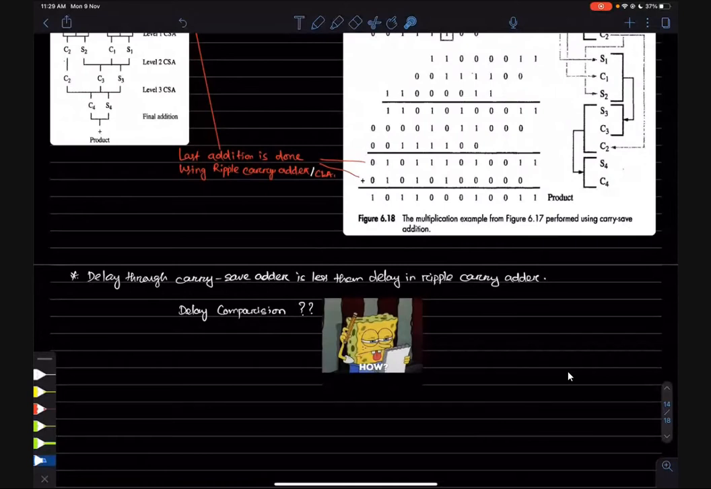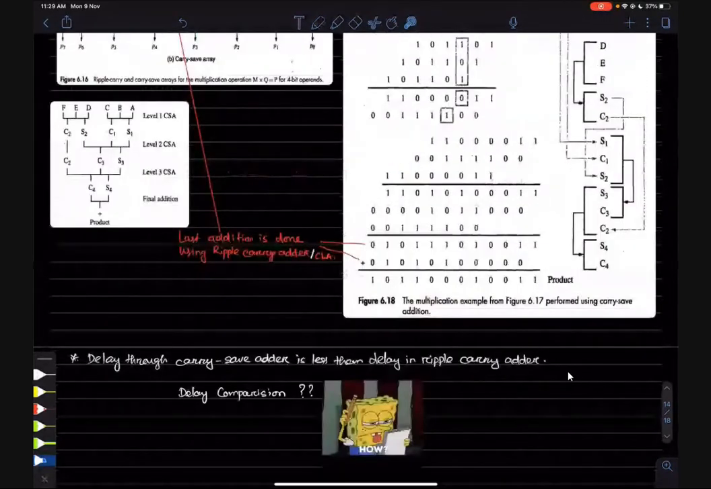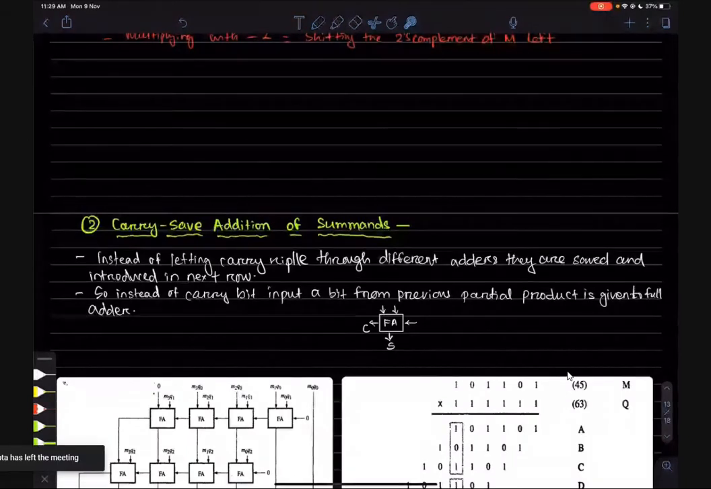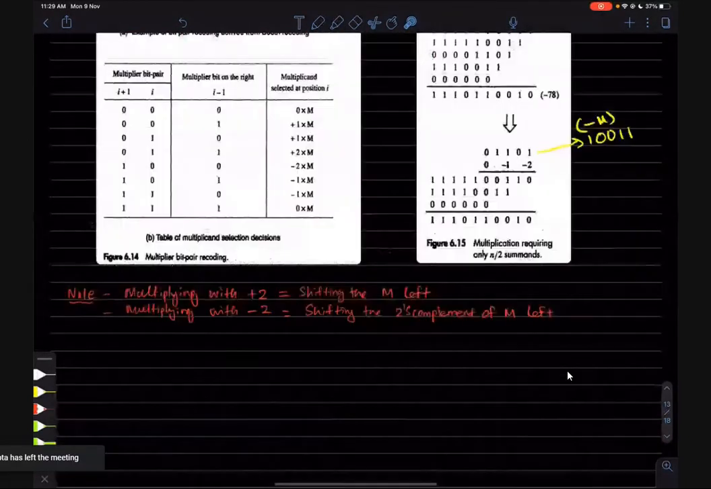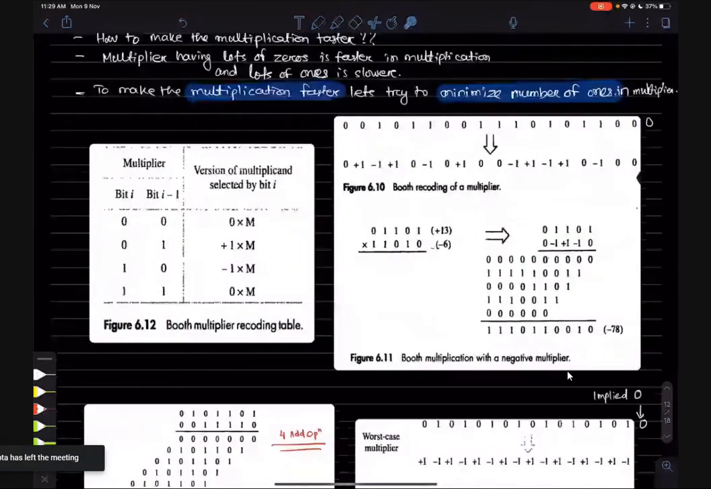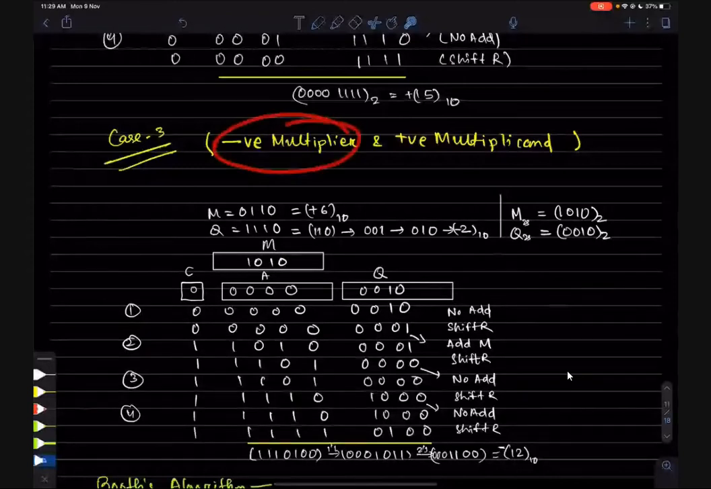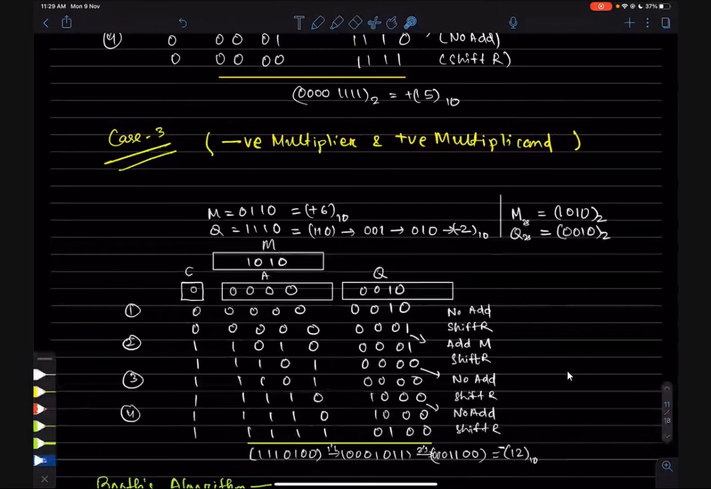Okay, done. So that is your carry save addition of summands. The previous class multiplication that I had given, that result is here. How to do the multiplication of negative multiplier and positive multiplicand? Subramanyam and Arun Kumar both will get 5 marks.